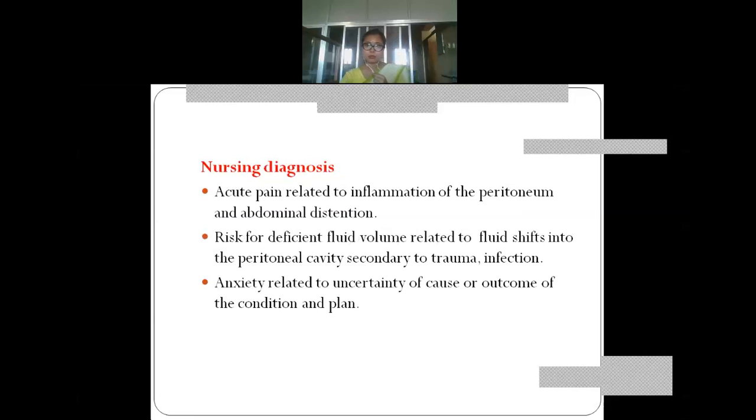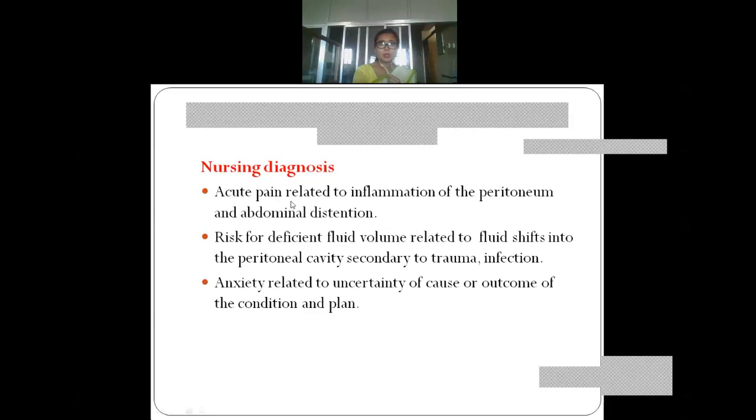And nursing diagnosis. These diagnoses are according to priority. The most priority problem is acute pain related to inflammation of the peritoneum and abdominal distension. The second one is risk for deficient fluid volume related to fluid seeping into the peritoneal cavity secondary to trauma or infection. And the third one is anxiety related to uncertainty of cause or outcome of the condition and plan.